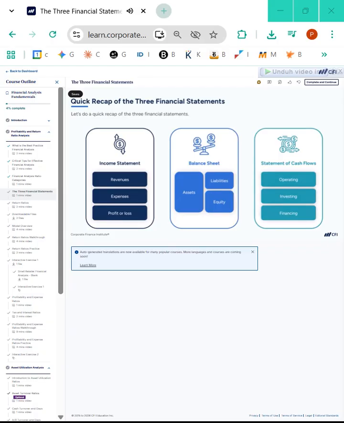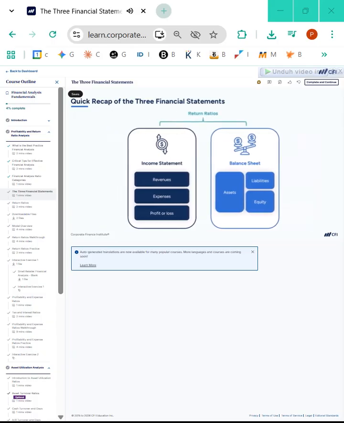We're starting with return ratios, and for return ratios, we're going to need both the income statement and the balance sheet, while for the profitability ratios that we'll do next, we are only going to need the income statement. So let's get started.